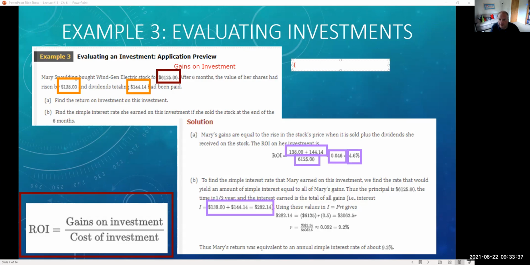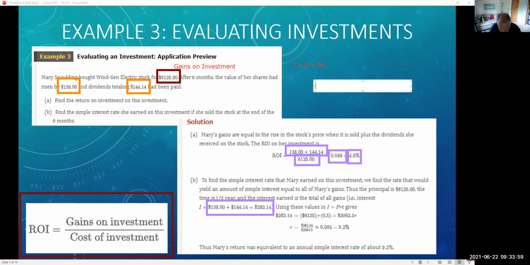I equals P plus PRT. So for this one, we just need to recognize that the actual interest is the money. So we're just going to use I equals PRT. And now I'd like to focus your attention right here, where I'm using I equals PRT right here.